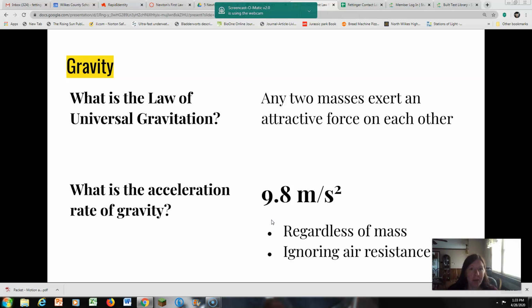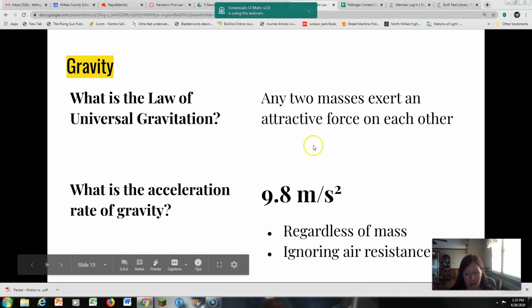I usually have students do a little exercise in class where they take a tennis ball and they ball up a sheet of paper to make it as close to the same size as the tennis ball as they can. And what happens is when you drop the 2, even though the tennis ball has a much greater mass, they both fall at the same rate because the air resistance is virtually the same.